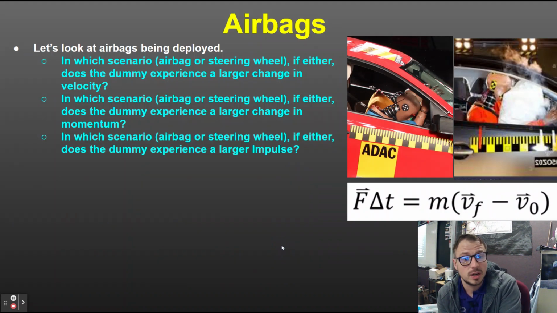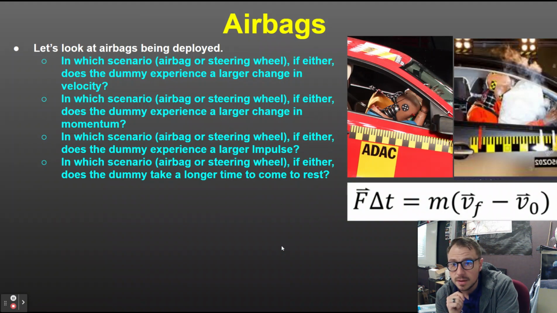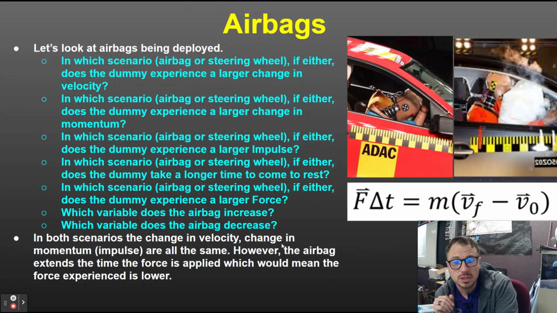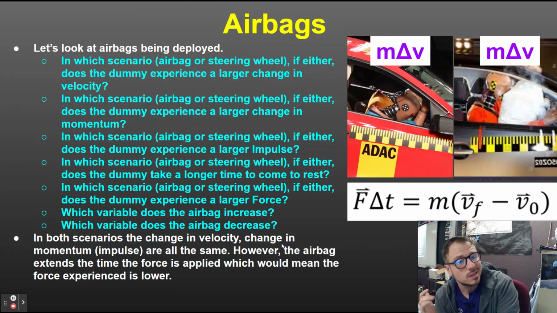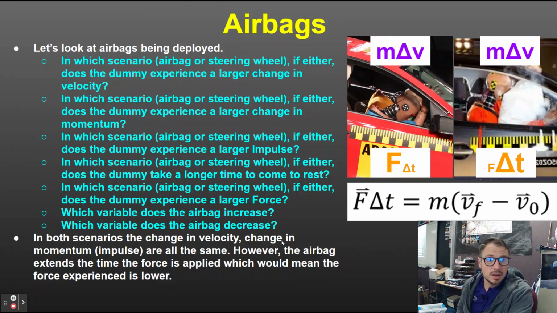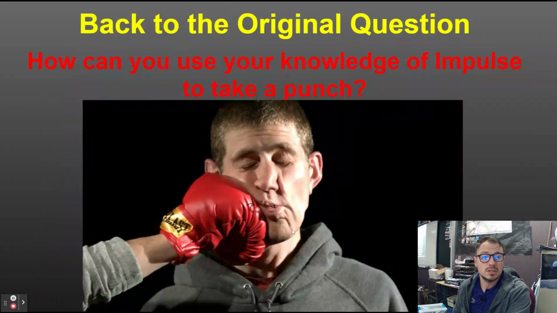Impulse is change of momentum, right? Impulse had to be applied to this person to slow them down, to take that momentum away. Now, when you hit an airbag, it spreads that force out over a longer period of time. It takes a longer time to come to rest. So the variable that the airbag increases is time. It decreases the force that's experienced, right? Same person coming to rest, same change of momentum, same impulse, but what that airbag does is it increases the time that force is applied, which decreases the force.